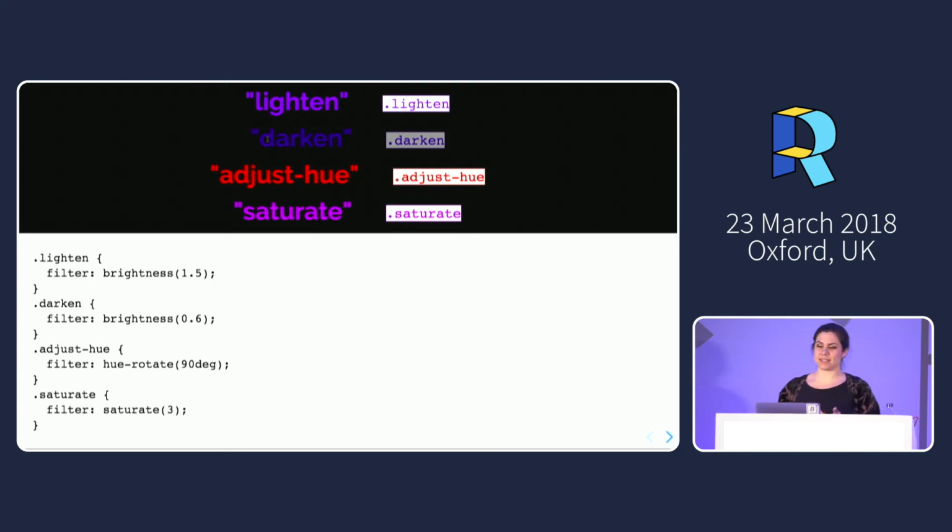PostCSS has this, Stylus has this. I'm not beholden to one, just an example. But we can lighten and darken, adjust hue, saturate. Anything you can do with images, you can also do with text. You can do it with video, you can do it with iframes. You can apply filters and blend modes to any of these.